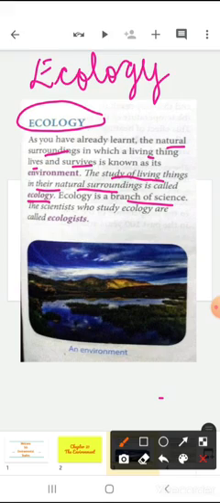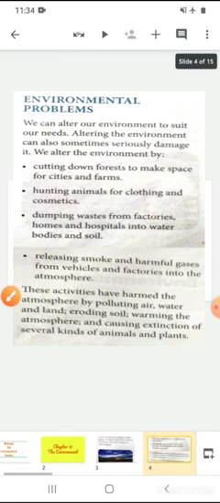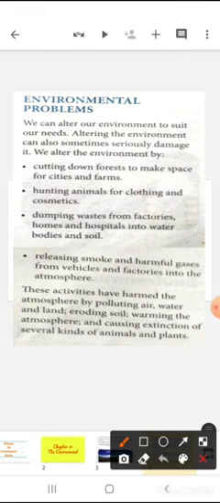The scientists who study ecology are called ecologists. Okay. What is ecology? The study of living things in their natural surroundings is called ecology. Ecology is a branch of science. And the scientists who study ecology are called ecologists. Clear? Now, this new word is clear in your minds.